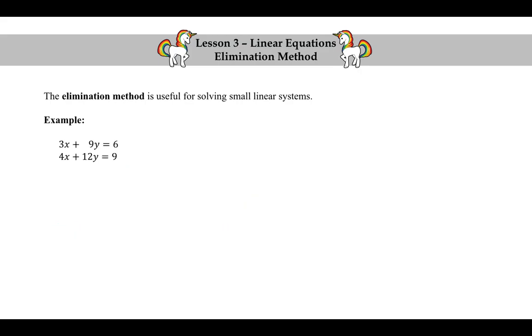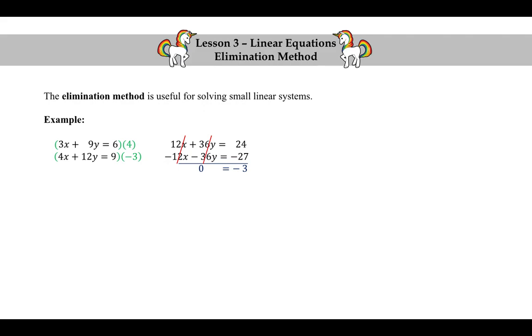Another example. 3x plus 9y equals 6, 4x plus 12y equals 9. What would you multiply each of these equations by to eliminate one of the variables? How about we multiply the first equation by 4 and the second equation by -3? So we get 12x plus 36y equals 24, and -12x minus 36y equals -27.